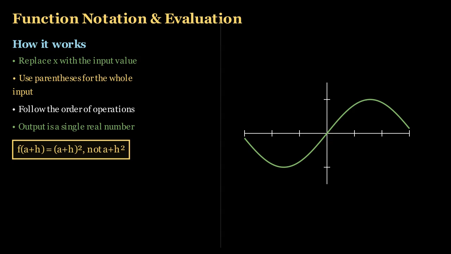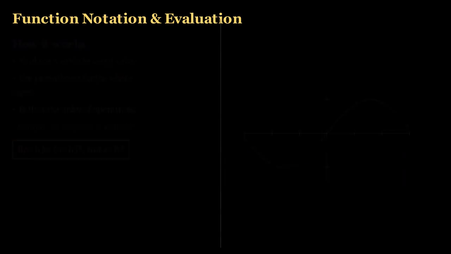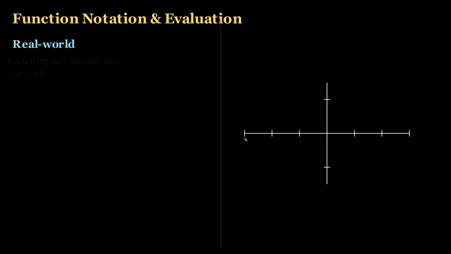A rock is dropped from a 20-meter cliff. Physics tells us its height above ground after t seconds is given by the function h of t equals 20 minus 5t squared. The domain here is t from 0 to 2 seconds, because after that it hits the ground. Let's find its height at exactly 1 second. We evaluate h of 1.